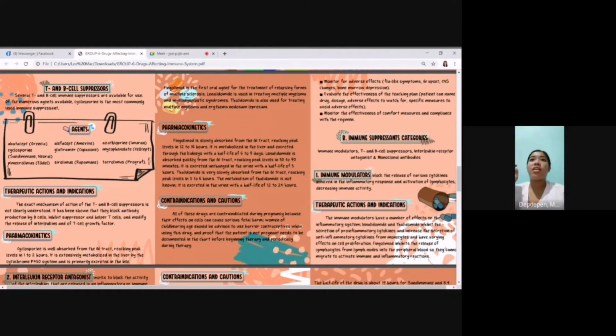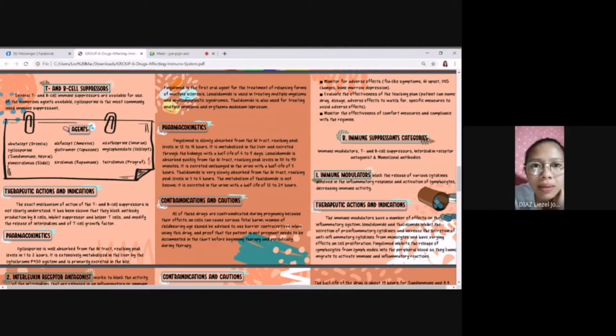Let's proceed to the contraindications and cautions of immune modulators. All of these drugs are contraindicated during pregnancy because their effects on cells can cause serious fetal harm. Women of childbearing age should be advised to use barrier contraceptives when using this drug, and proof that the patient is not pregnant needs to be documented in the chart before beginning therapy and periodically during therapy. Next one is T and B cell suppressors.